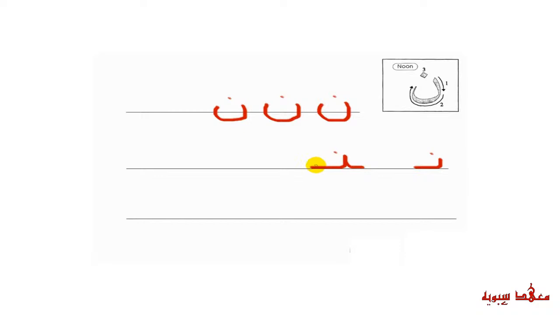And in the final form, this is where it's different: you have the previous letter, and then it comes up, but then it goes more down. So it's similar to the isolated form. So to write 3 noons together is as follows. And then you dot them.